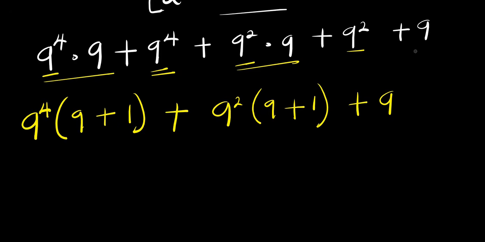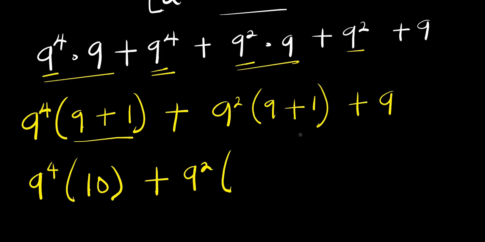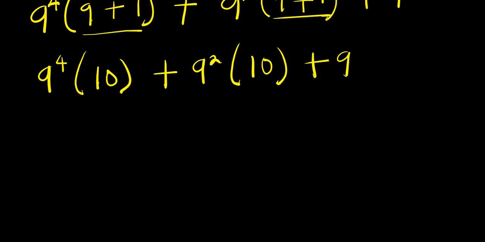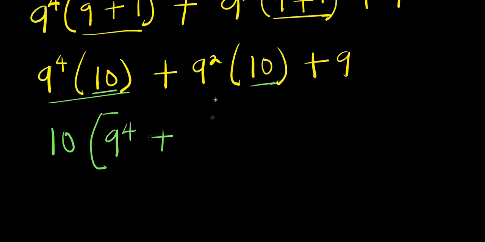So from here, I have 9 power 4 times 9 plus 1, that is 10, plus 9 power 2 times 9 plus 1, that is 10, plus 9. So from here, I factor out 10. This divided by this, I have 9 power 4 plus this divided by 10, I have 9 power 2 plus 9.